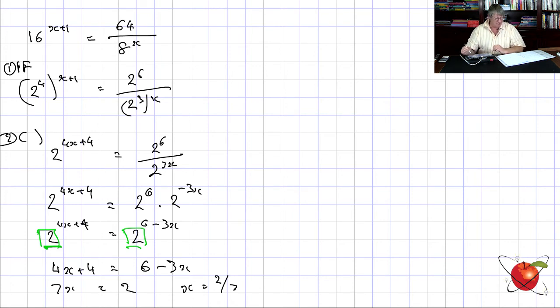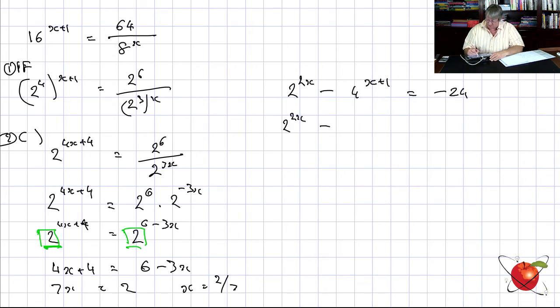Look at the next one. The next one is slightly different. It's 2 to the power of 2x. Let's have a look here. It's 2 to the power of 2x minus 4 to the power of x plus 1, equals minus 24. All right. Well, let's just first of all say, what are we going to do with this? Well, first of all, let's prime factor it. This is 2 to the power of 2x minus 2 to the power of 2, brackets, x plus 1.